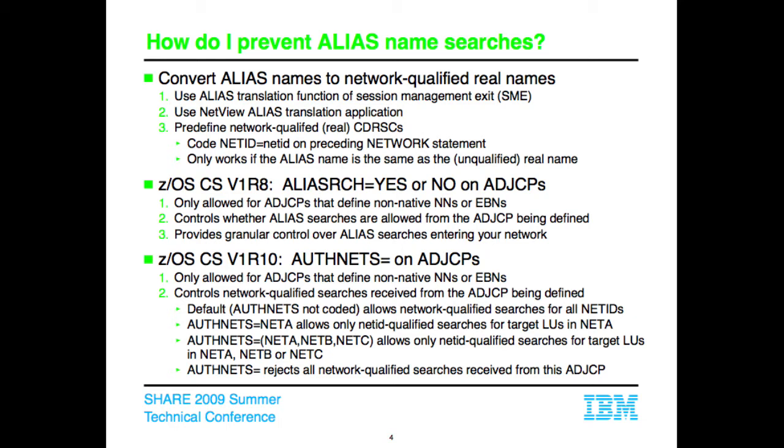And every time a request came in with an unqualified name, we would drive this exit and let you fully qualify the name for us, and possibly even change the name of the LU if it's truly an alias name, that is, if the alias name is not the same as the LU's real name.